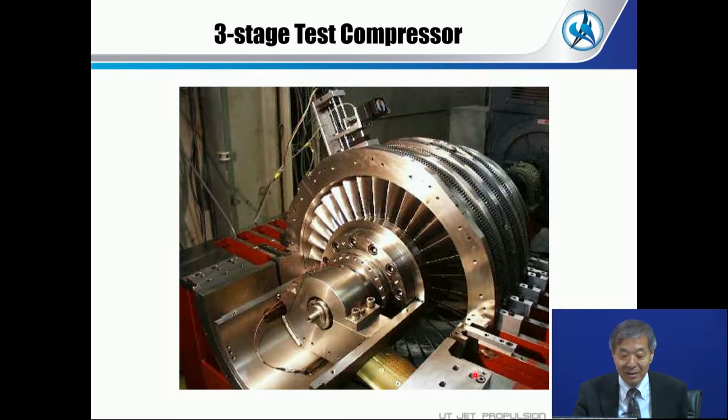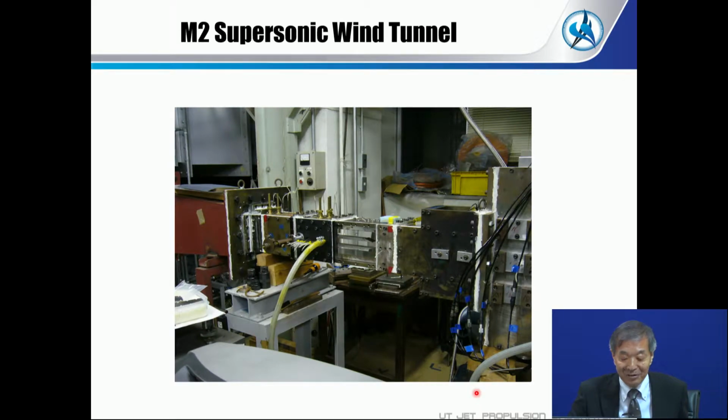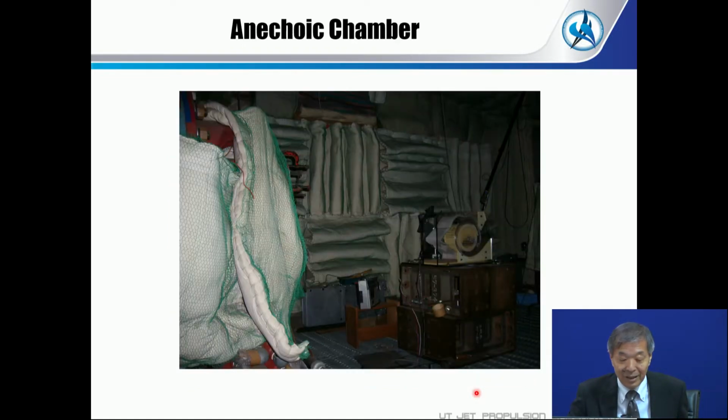And this is the three-stage test compressor. It's very low speed, but the rotational speed is 3,800 RPM. That is the design point. It's driven by an electrical motor, 100 kilowatts. It's a very small, low-speed one. And the M2 supersonic wind tunnel is now used for fundamental research on shock control, and the anechoic chamber for noise research has material on the walls to prevent the reflection of the sound.